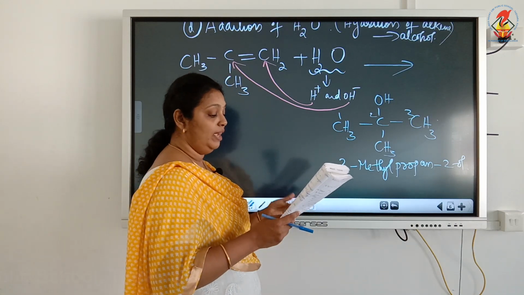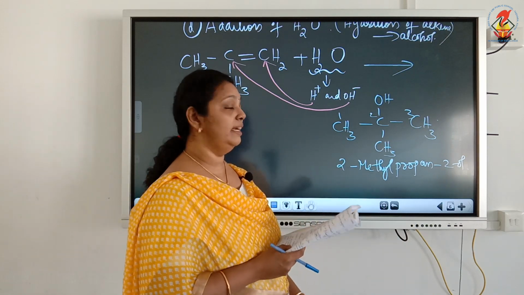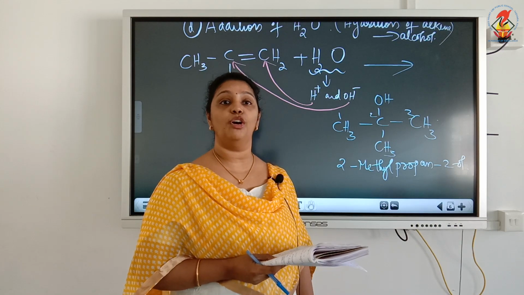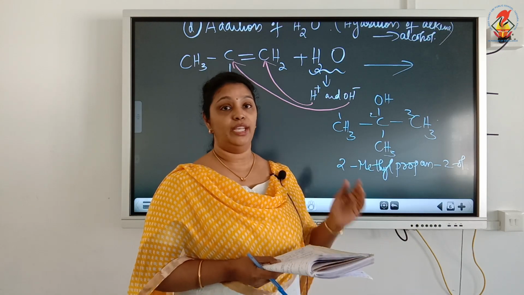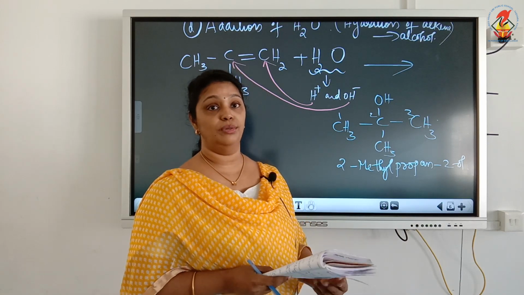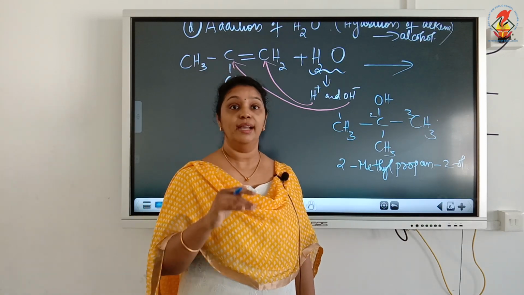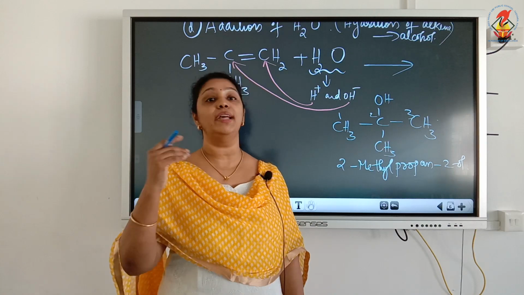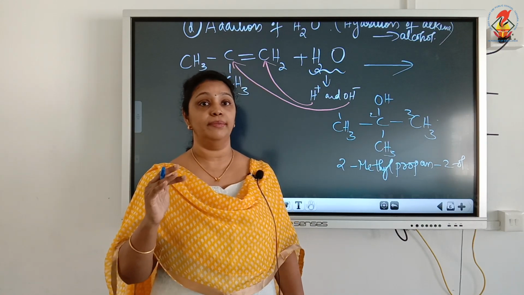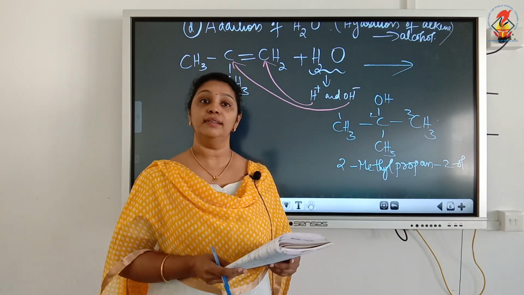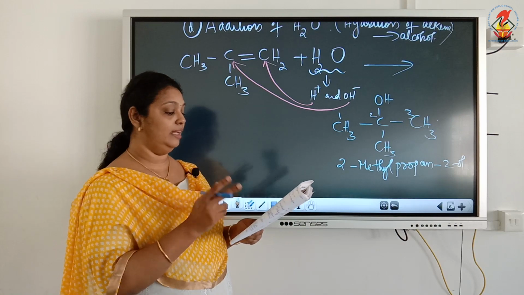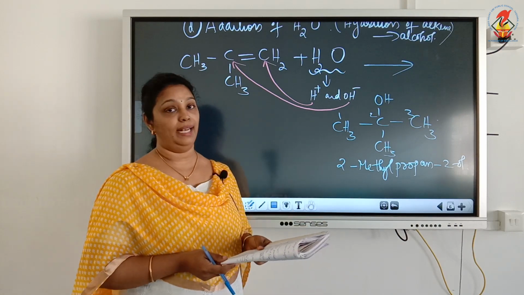Okay, and we have already discussed under preparation the dehydration of alcohol. Dehydration of alcohol means removal of H2O from alcohol. We get alkene as the product. So this is something very important to be noted. Hydration of alkene gives alcohol as the product. Dehydration of alcohol gives alkene as the product. So this is our addition of water to alkene.